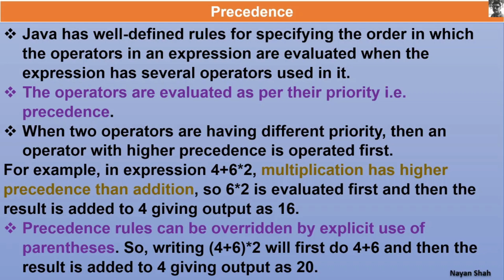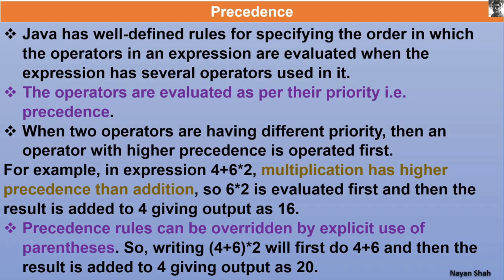The operators are evaluated as per their priority, their precedence. When two operators have different priority, the operator with higher precedence is operated first, which is again very simple. We know that multiplication has higher priority than addition. So if I write 8 plus 8 divided by 5, first it will do 8 divided by 5 and then the answer will be added to 8. Why does it happen? Because division has higher priority.